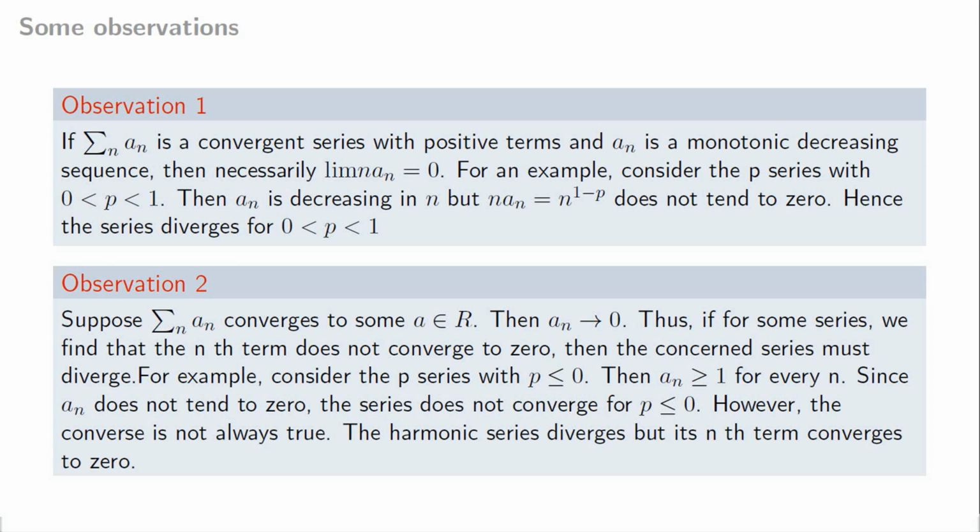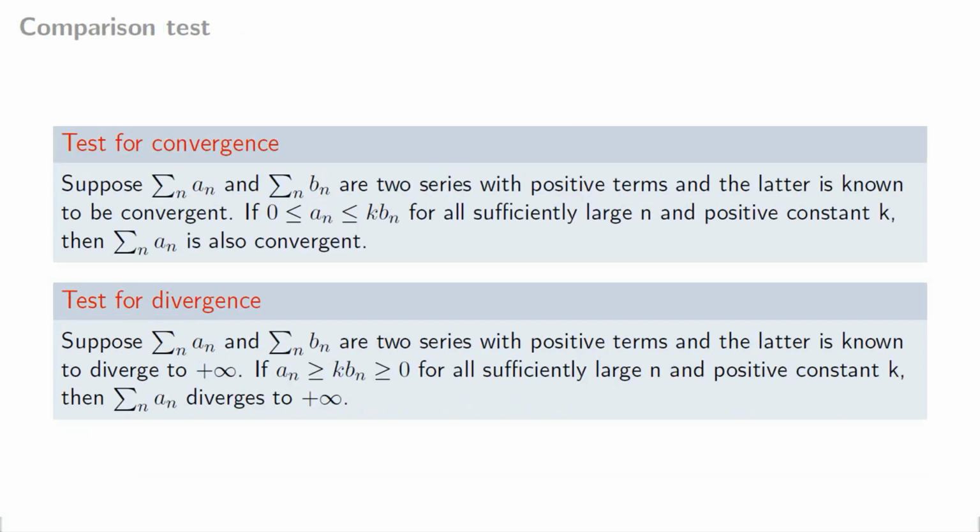Next, let us consider another useful test for convergence. This is known as the comparison test. First, we shall discuss the test for convergence. Suppose summation an and summation bn are two series with positive terms and the latter is known to be convergent. If 0 is less than or equal to an, which is less than or equal to k times bn for all sufficiently large n and positive constant k, then the series with an is also convergent.